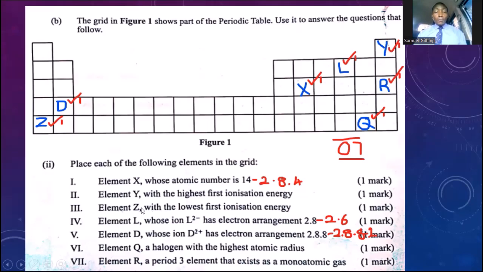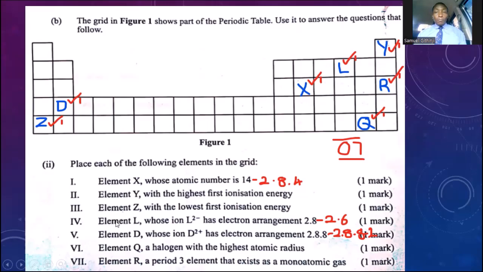Okay, moving on to part 3, element Z, with the lowest ionization energy. If the highest ionization energy is here, the opposite will be down here. Look at that. The highest ionization energy is the first in group 8. Therefore, the one that has the lowest ionization energy should be the last one here, in group 1. What does that mean? The element here can easily lose electrons. That means it has the lowest ionization energy, and that's where element Z will be.